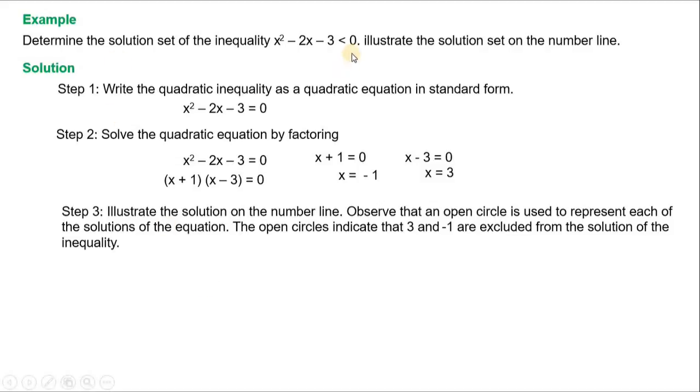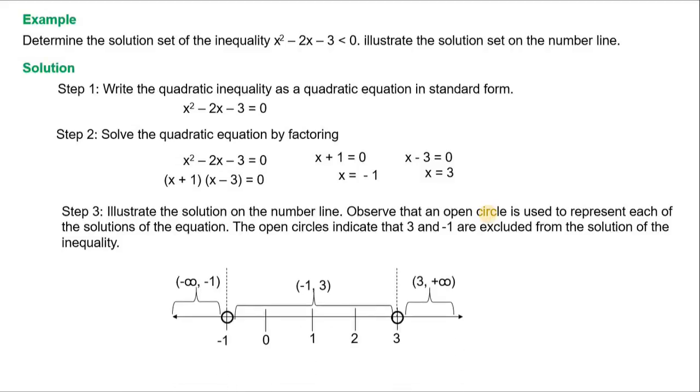Kung nagkataon na yung ating inequality symbol is less than or equal, then yung circle natin is closed circle. It means merong shade. Pag may shade yung ating circle, it means kasama yung number na yon. Okay? So here, yan yung ating negative 1. We have positive 3 here. Open circle, walang shade kasi hindi kasama yung positive 3 at saka negative 1.